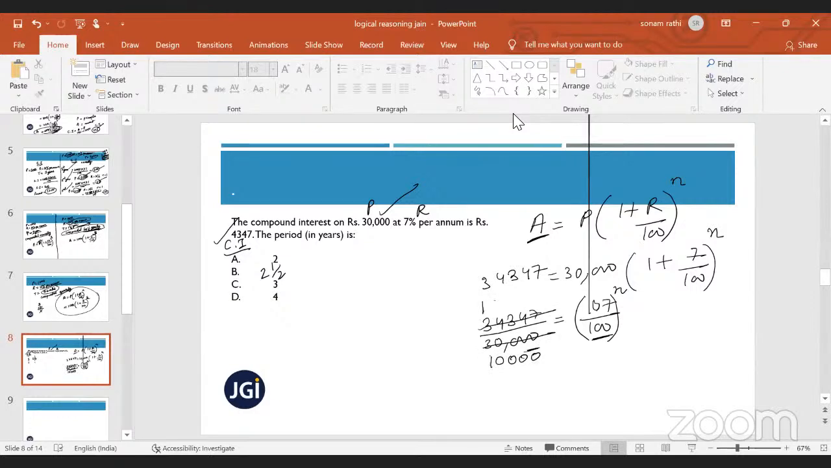3 ones are 3, 3 ones are 3, 1, 3, 3 fours are 12, 1, 4, 3 again 4s are 12, 2, 7, 3 nines are 27. Correct? And now the denominator is 100 square, the numerator is what square? This 11449 is the square of what number? Think.